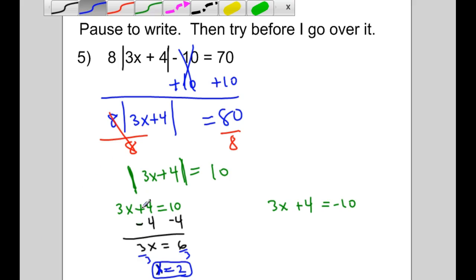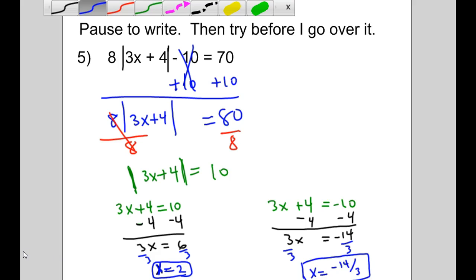Skip ahead a little bit, and that is your answer for one of them. Let's do the other one. And I skipped ahead a little bit, and there's the answer for when you have negative 10. Remember, negative 10 and minus 4 makes negative 14. This doesn't divide evenly, so you can leave it a fraction, or you can change it to decimal if you want. So there's your 2 answers.